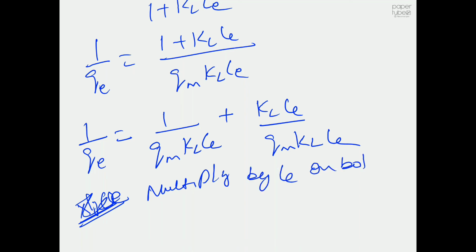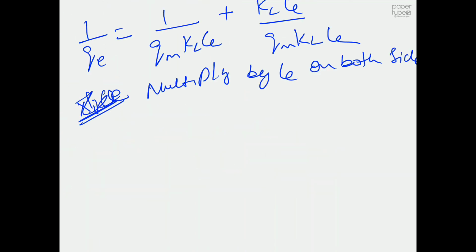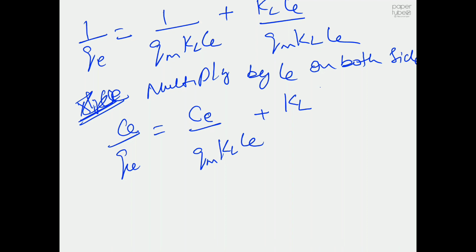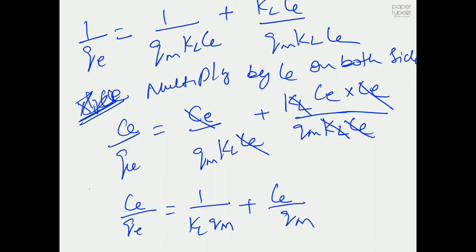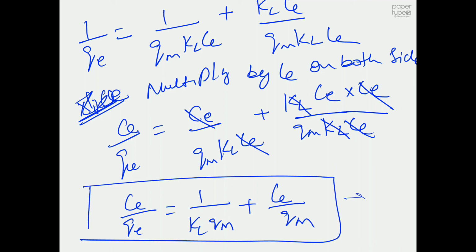CE on both sides of the expression. So CE by QE will be equal to CE by QM KL CE plus KL CE divided by QM KL CE, another CE. So CE and CE get cancelled. So you will end up with a linear expression, CE by QE equal to 1 by KL QM plus CE by QM. KL gets cancelled. Let's call this equation 2.